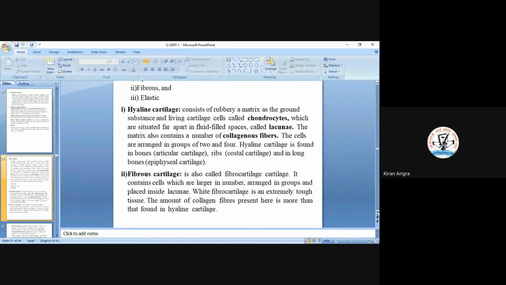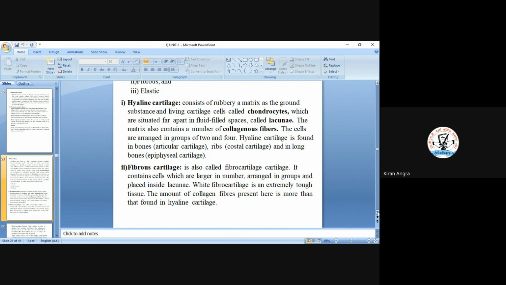While the fibrous cartilage contains cells which are larger in number, arranged in groups, placed inside lacuna. It is tougher than hyaline cartilage because the collagen fibers present are more. And third is the elastic cartilage. It also contains collagen fibers in the matrix, but also has an abundant network of branched elastic fibers. This type of cartilage consists of cells in lacuna. So these are the types of the cartilage.